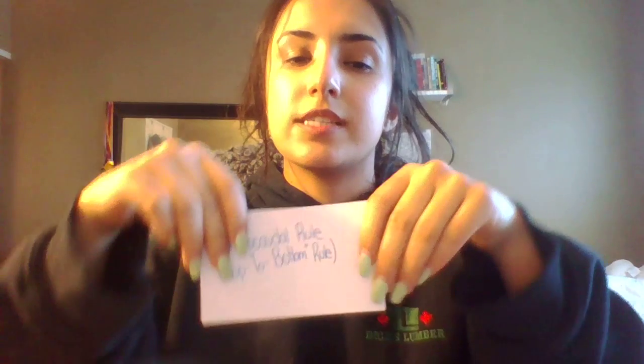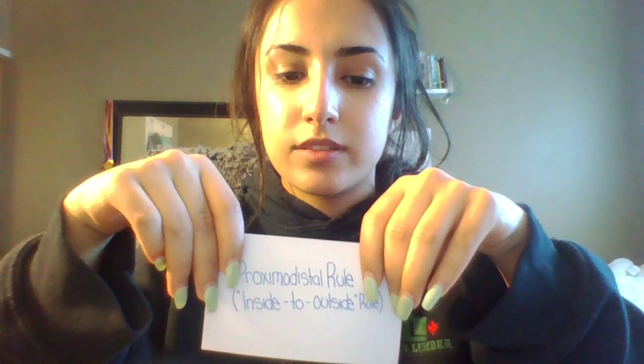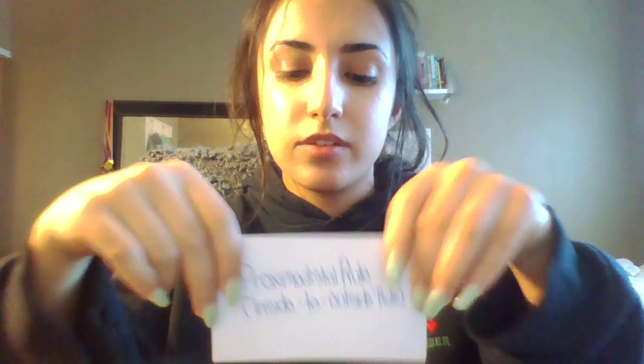Top to bottom rule is that you start from your head to your feet, so you move from the top to the bottom. Inside to outside is the rule that we first learn in the center and then the periphery. Cognitive development is the stages from Jean Piaget, and it's the emergence of the ability to think and understand.